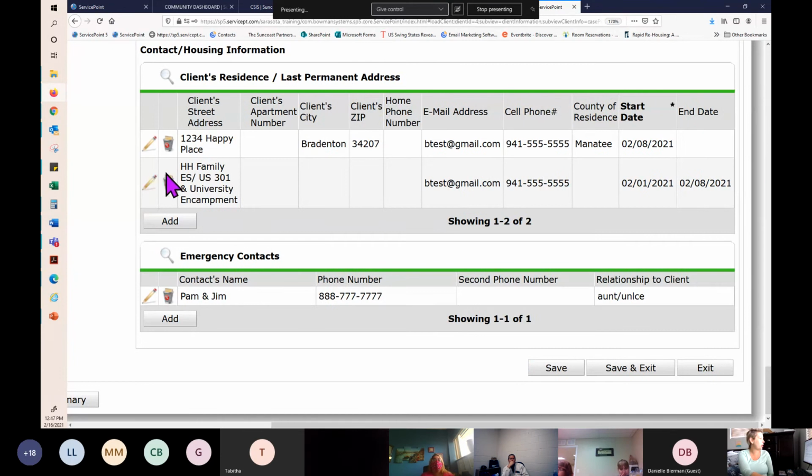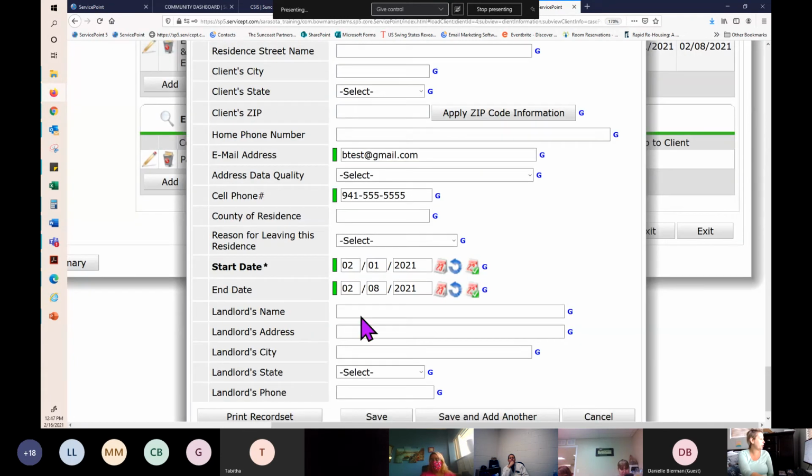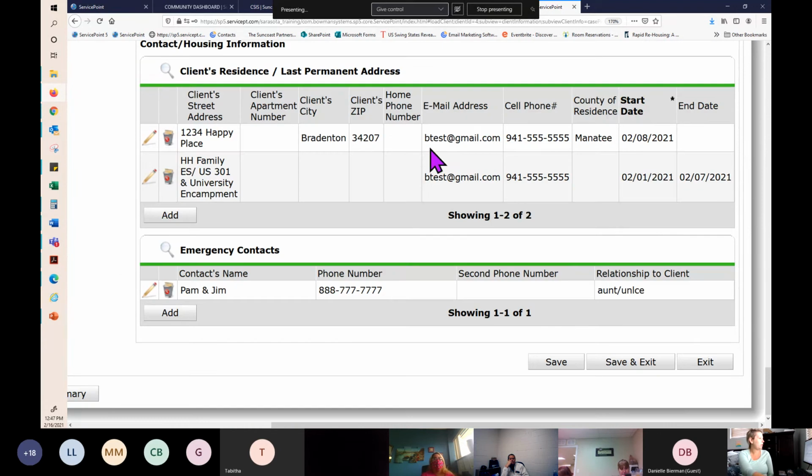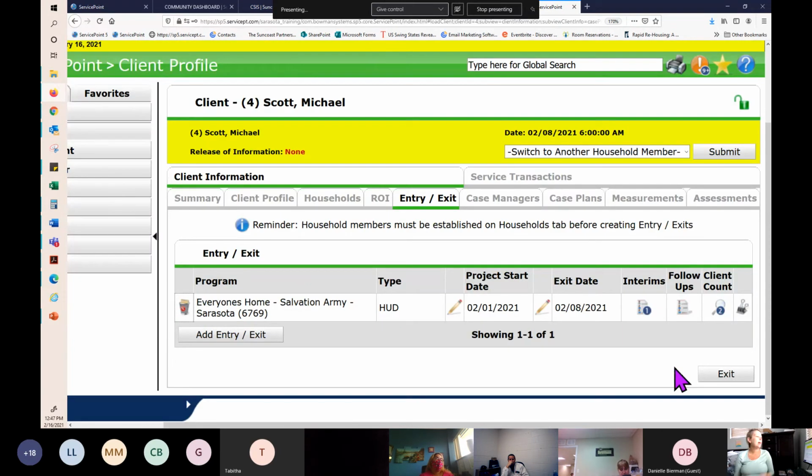the client is no longer in emergency shelter. I'm actually going to fix that. So the client exited the emergency shelter and went to this housing. We can save and exit. And now we have successfully exited the client from our project.